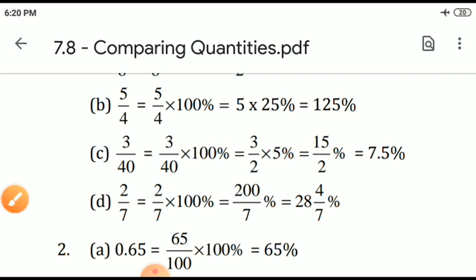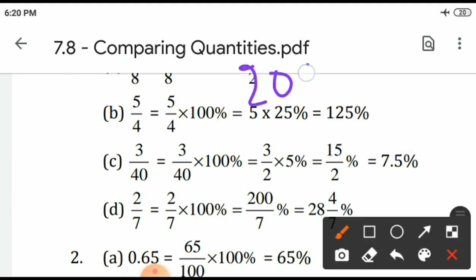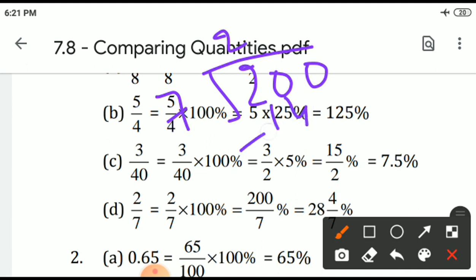Correct. 2 upon 7, that means 200 upon 7. Will you do it? 200 divided by 7. Let's check. What will be the answer? Yes, 7 twos are 14. That means 6 is left. Bringing down 0. Yes, my dear student.